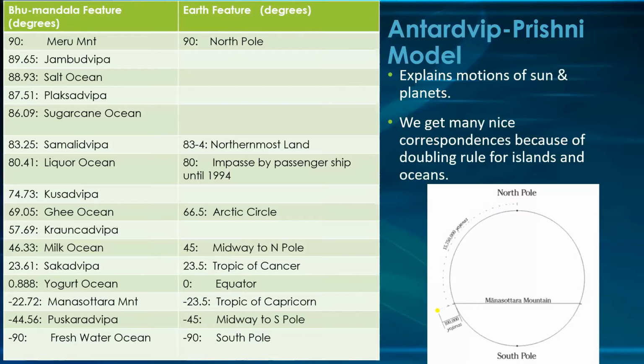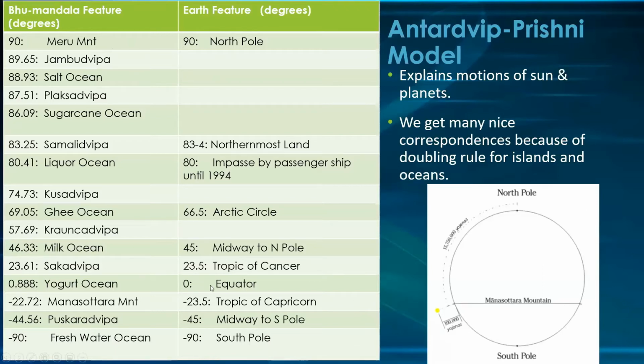You might have said, well, what is the whole point of having this island ocean and then twice the size island ocean and then twice the size island ocean? Well, if you do this doubling rule and you do the inverse projection of Bhu-Mandala onto a sphere, then you get to see that, for example, Mount Meru would be the North Pole, okay, fine, and the freshwater ocean would be at the South Pole, okay, so that's what we said.